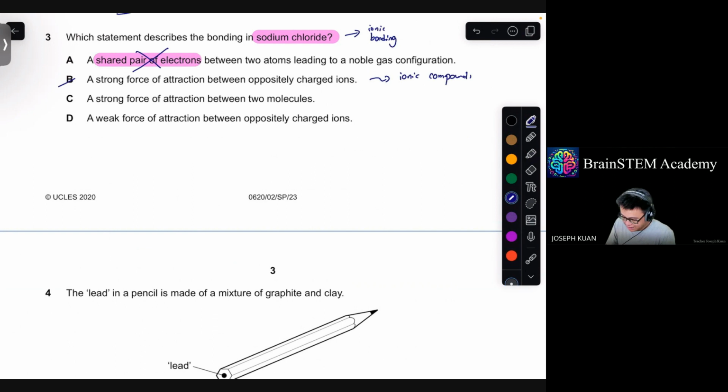We can have a look at C also. A strong force of attraction between 2 molecules. Whenever you see the word molecules, it's covalent. All right, not ionic. And then D, a weak force of attraction between oppositely charged ions. Now, ionic bonding is strong. Okay, it's not weak at all. Right, so the answer is indeed B.